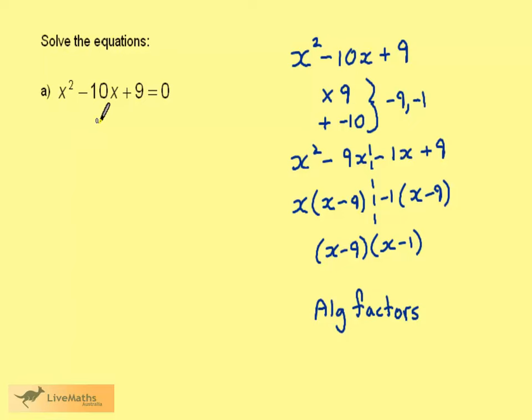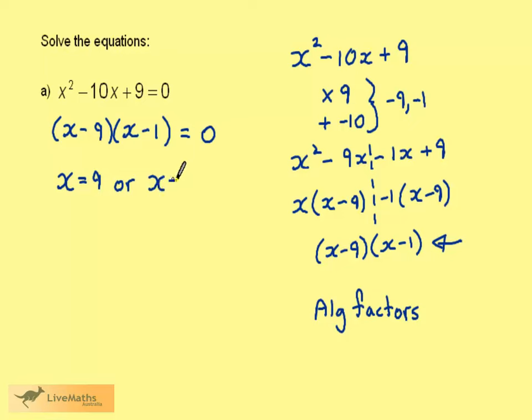We now have that this expression factorizes to give this. So this becomes x minus 9 times x minus 1 is equal to 0. From what we've done before, the first bracket gives us x is equal to 9, and the second bracket gives us x is equal to 1.